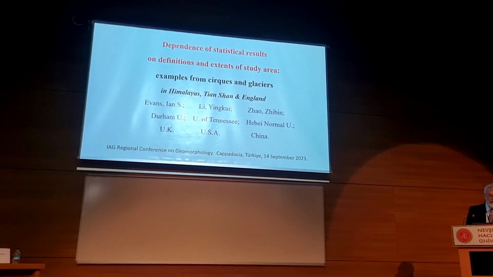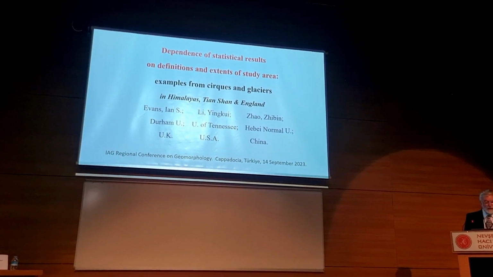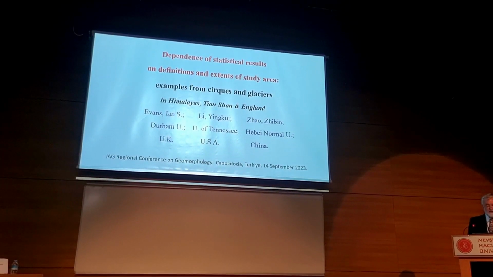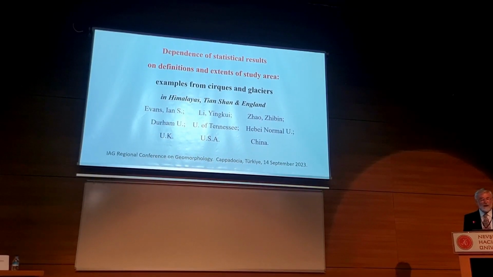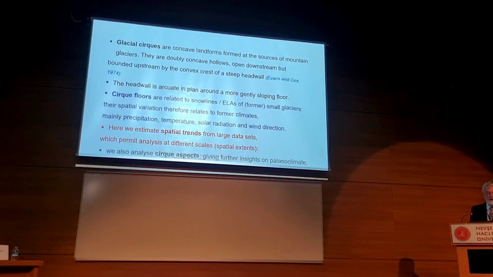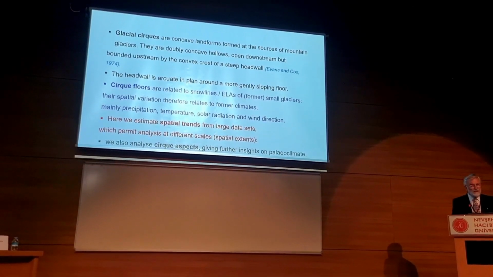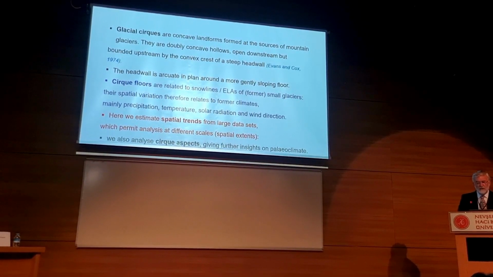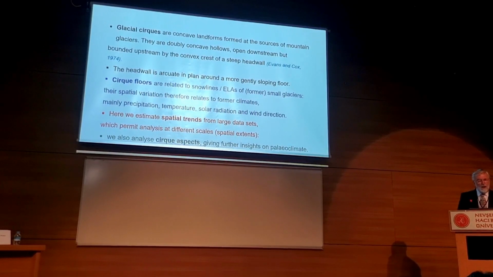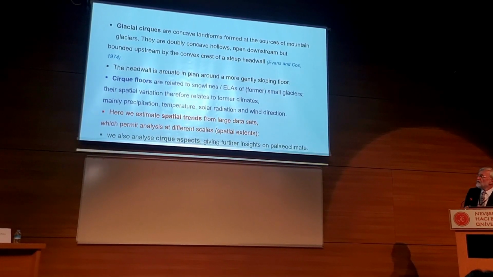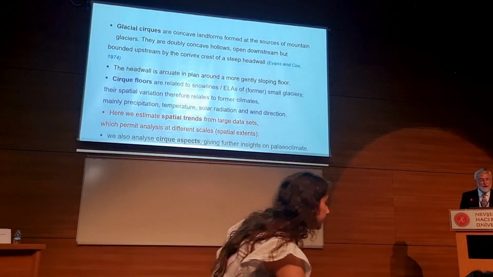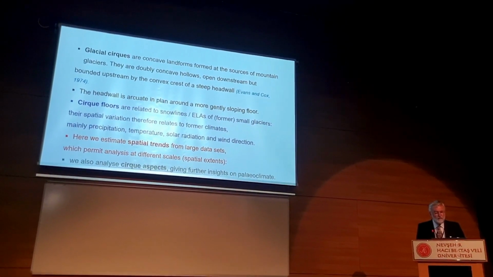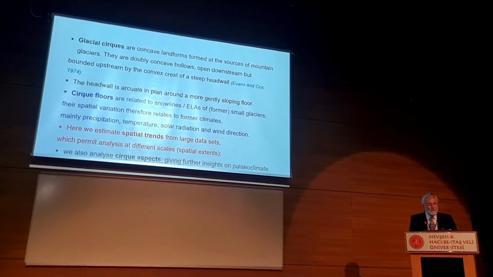This is a follow-up to a study I did with Professor Yingku Li from the University of Tennessee and his colleague Jibin Zhao at Hebei Normal University in China. We're trying to get some general suggestions about how you define study areas on the basis of analysis of a large population of glacial cirques. Now, I think you know that glacial cirques are concave landforms formed at the sources of mountain glaciers.